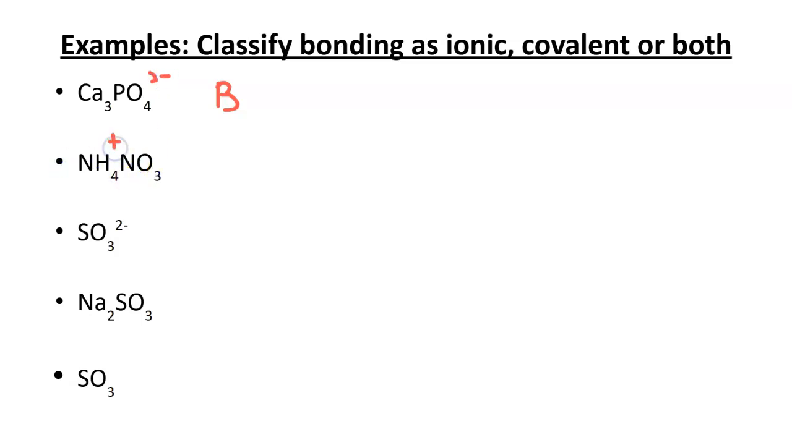NH4NO3 contains two polyatomic ions, the NH4+ and the NO3-. This contains both ionic and covalent bonding as well.